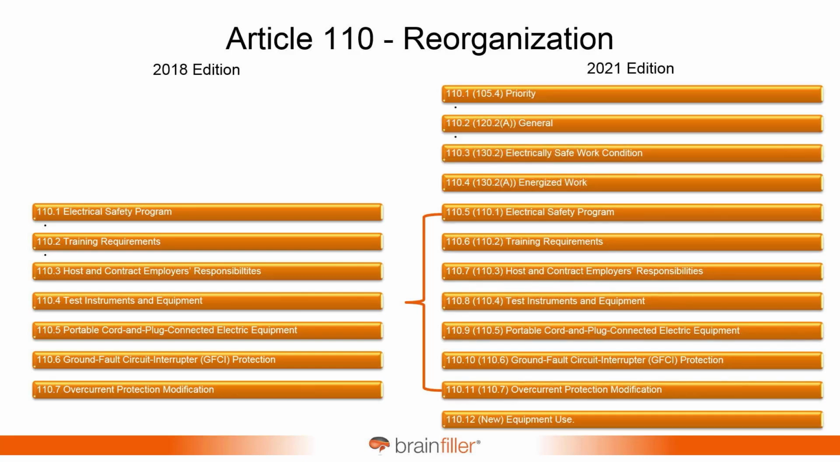Great question. 110.1 through 110.4, this is information that was relocated from other parts of NFPA 70E. Priority, general requirements, electrically safe work condition, and energized work. So those were relocated and now occupy 110.1 through 110.4. And we had another entry, 110.12. This is new, and this is for equipment use, which I'll show you here in a little bit.